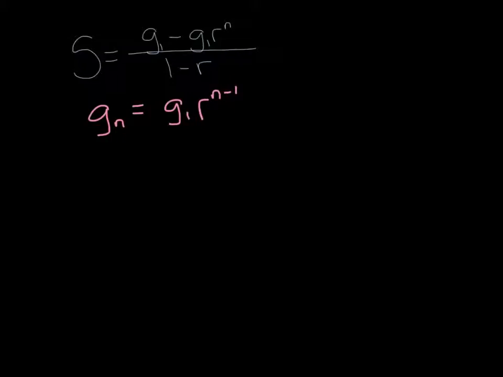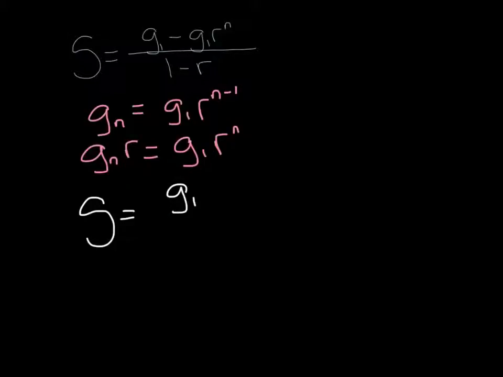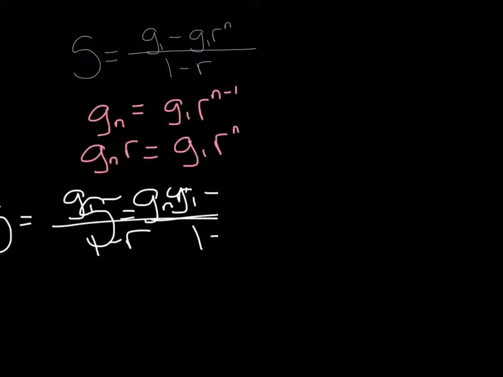Notice that this is almost the same thing as what we see here, except multiplied by an extra r. So what we can do is multiply by that extra r. We end up with g1 r to the n. And then all we have to do is substitute in this expression here for what we see here. So that leaves us with s equals g1 minus gnr over 1 minus r as our alternate formula for the sum of a geometric series.